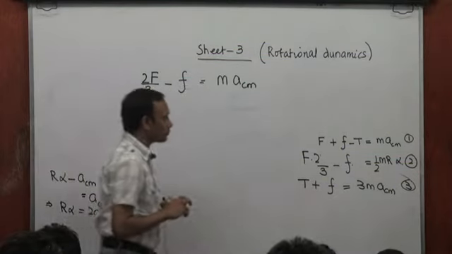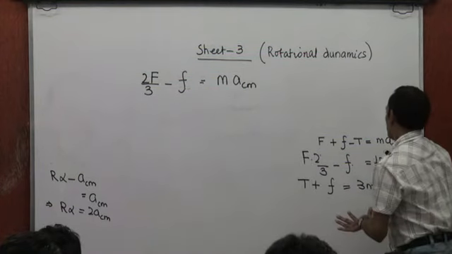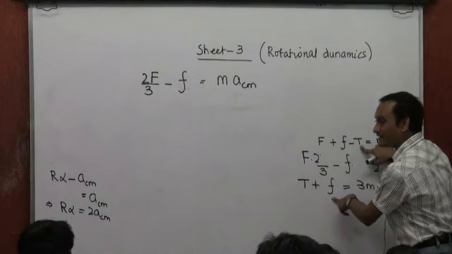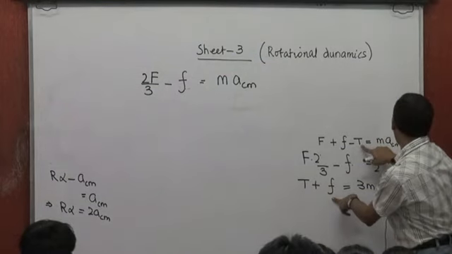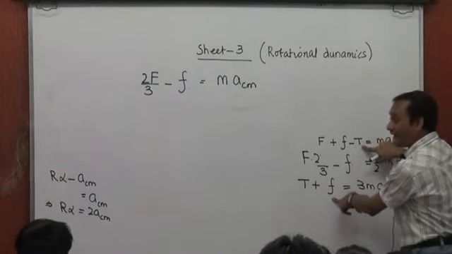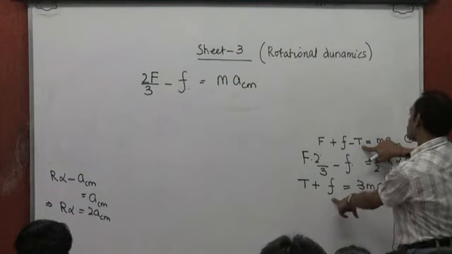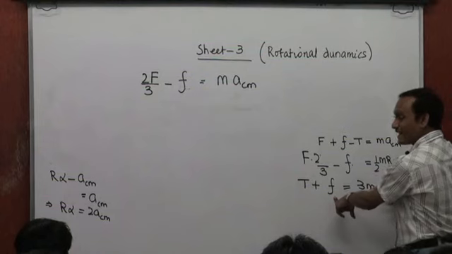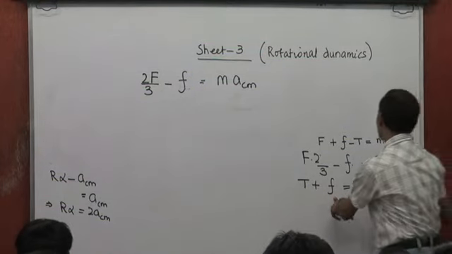Now, if I add equations 1 and 3, T gets eliminated. Do you realize that? If I add equations 1 and 3, T gets automatically eliminated. So I end up getting capital F plus 2f is 4 MACM. Yes or no? Right?